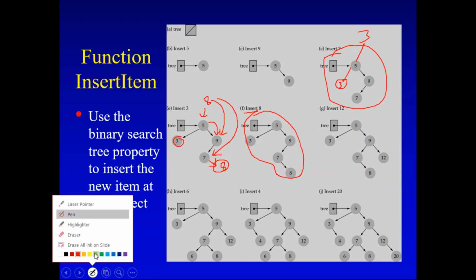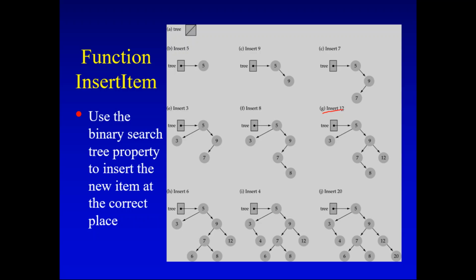Again we want to add 12 to this particular tree, right? So start with 5. Is 12 less than 5 or greater than 5? Greater than 5. Move to the right child. What is the right child? 9. Again compare: is 12 less than 9 or greater than 9? It is greater than 9, so we should go to the right. Is there any right child? No right child. So just add 12 to the right of 9. That's it. So 12 comes here.